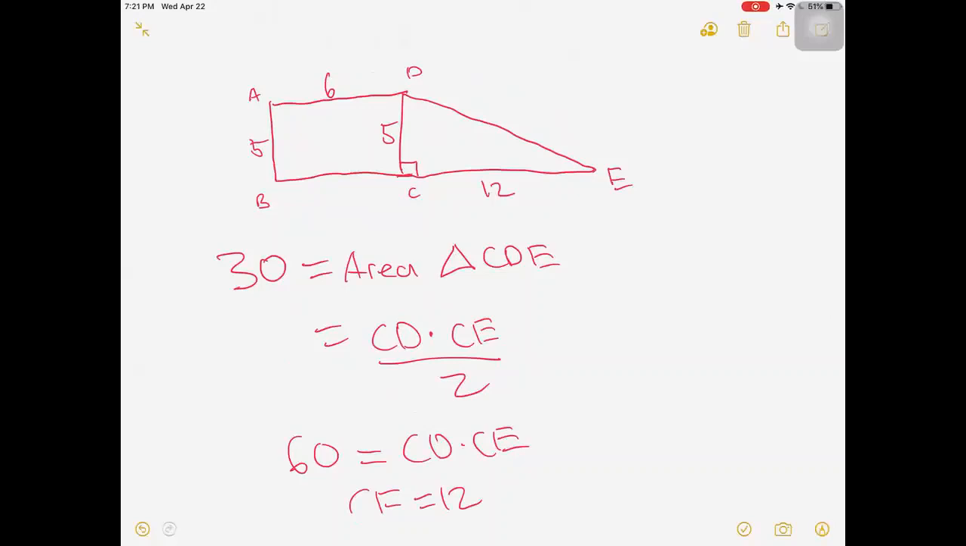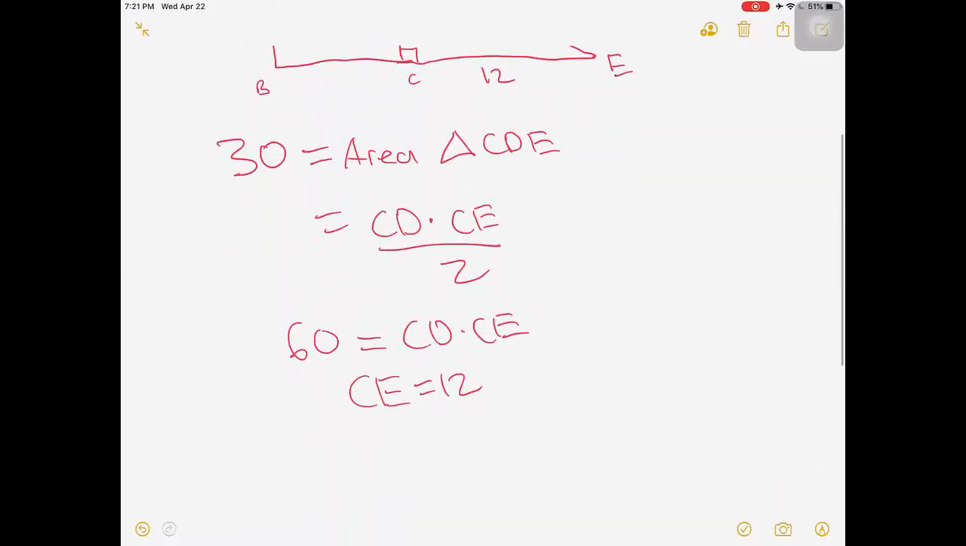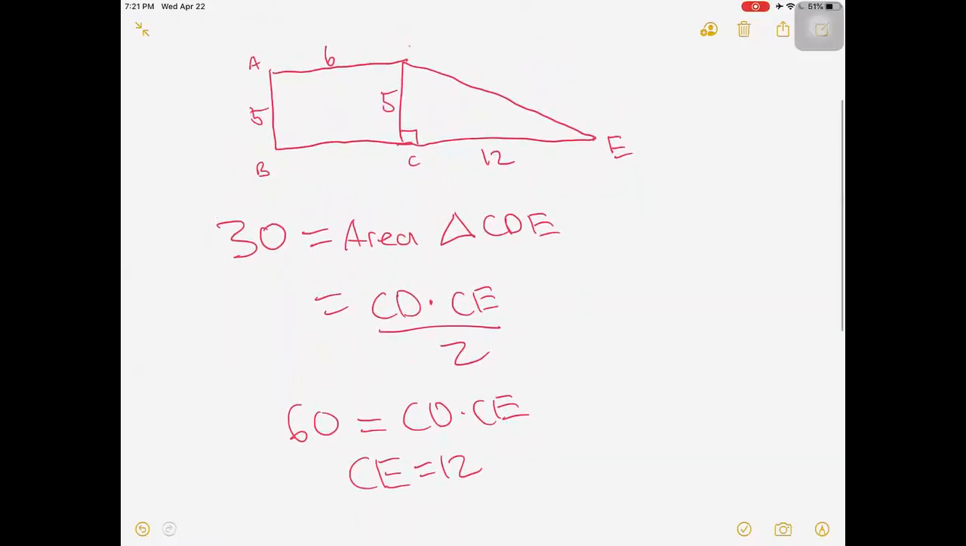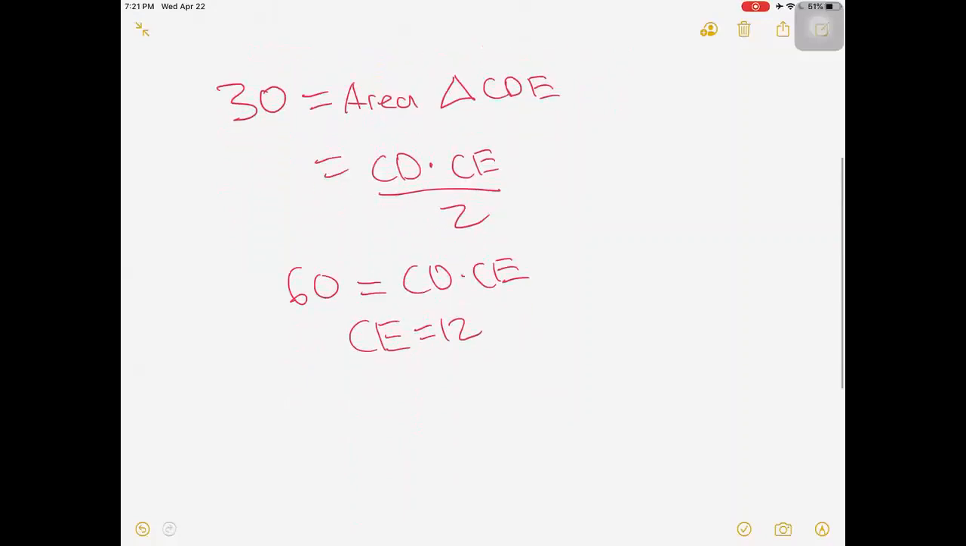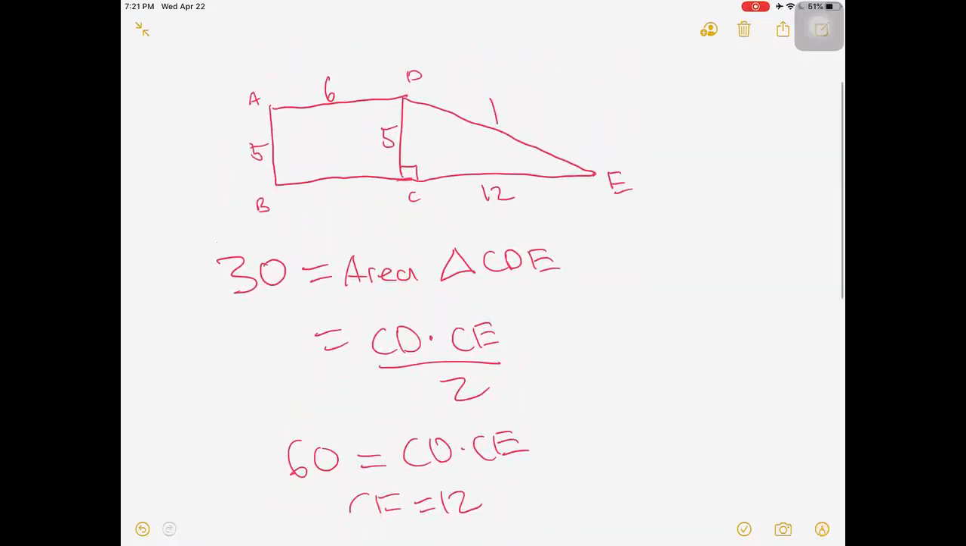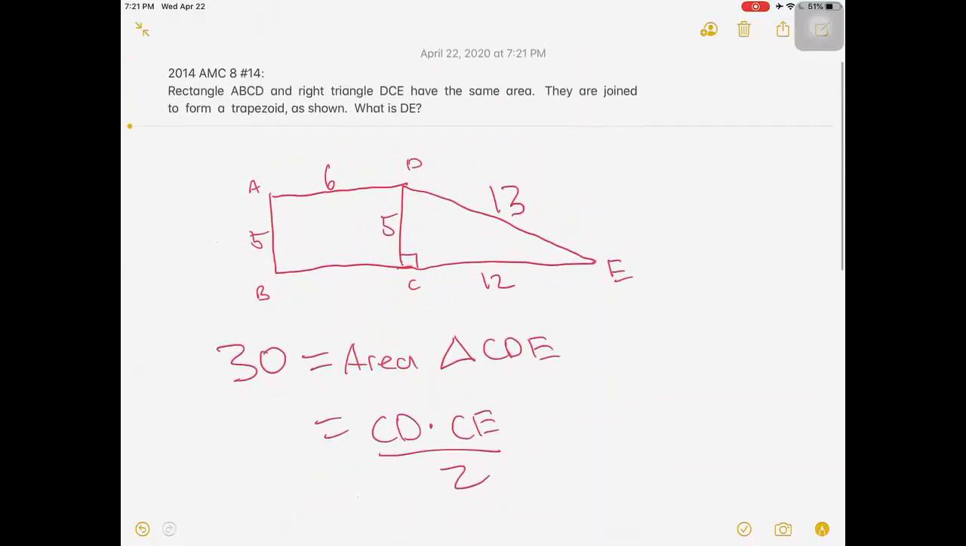Right? And now we have two legs of a right triangle. So that just tells us to use the Pythagorean theorem. And if you do enough, you'll just memorize your triples. You'll just recognize that 5 squared plus 12 squared is equal to 13 squared. So DE is just simply equal to 13. Okay, everyone gets that, right?